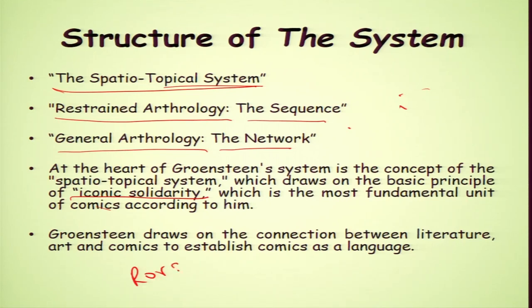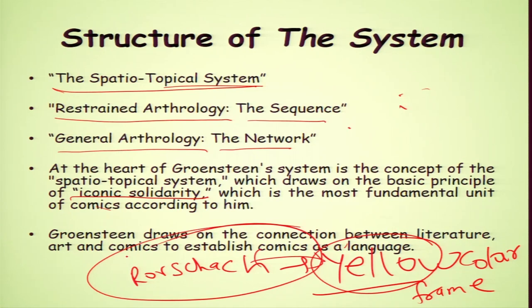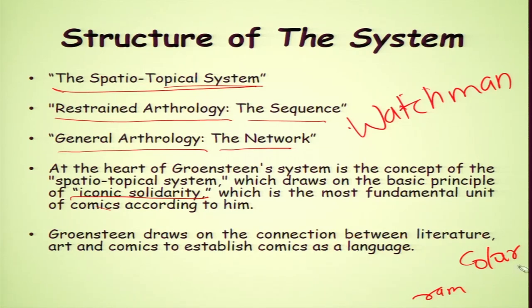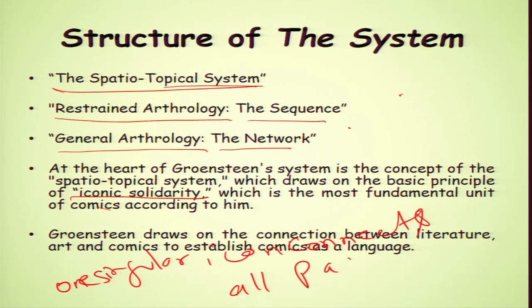Let me write something for you, right? If you see this character, he always comes in the yellow frame, right? He always comes in the yellow color frame. So we have to see the connection between this yellow color and this particular character, right? I'm sure that you are familiar with Watchmen, right? Where you see the icon across pages and scenes are used, where one singular icon connects all pages. Let me write it for you, so that you can understand. One singular icon connects all pages, right?